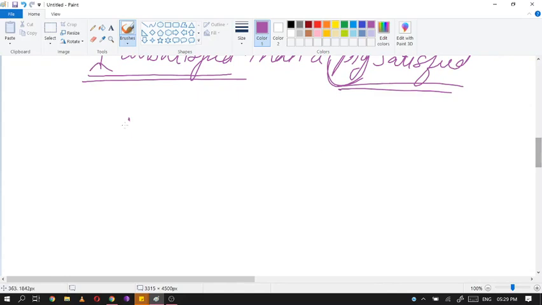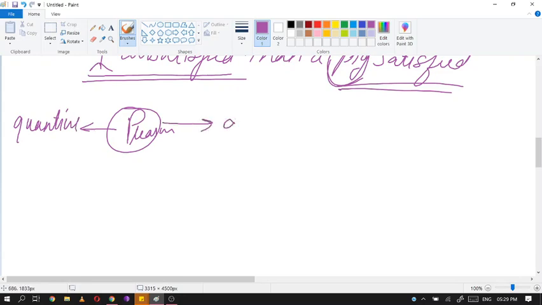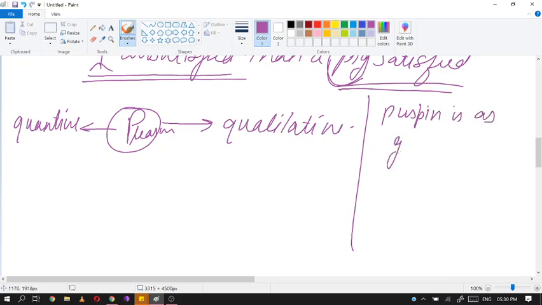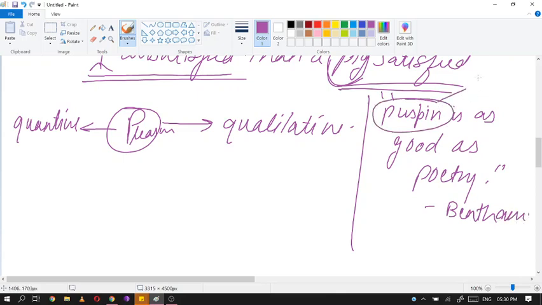So obviously we have totally changed the underlying assumption of Bentham, that pleasure is only quantitative, because you have said no it is qualitative also. ठीक है. Bentham used to say Pushpin is as good as poetry. This is Bentham's words. That is, Pushpin was a children's play. Let's say सांप सीढ़ी, वैसा गेम है पुष्पिन. कहते पुष्पिन या फिर पोएट्री एक ही बात है.